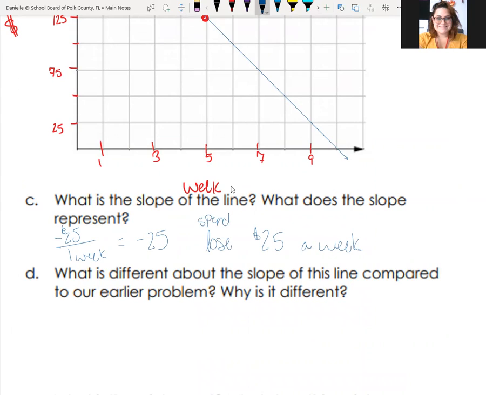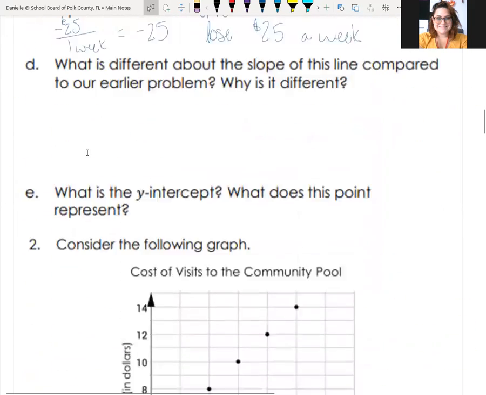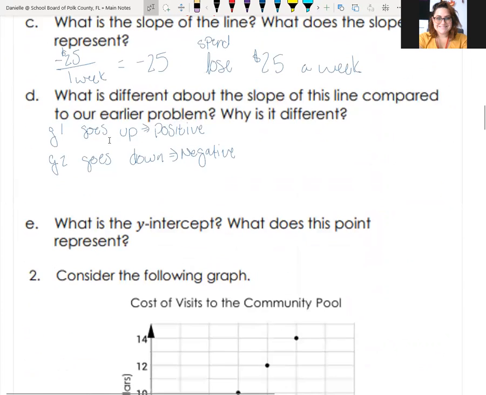Now, the difference between these two is there's a big one, and it's the fact that one goes down and one goes up. Graph 1 goes up, which means it's positive. Graph 2 goes down, which means it's negative. So graph 1, we are gaining something. Graph 2, we are losing something.